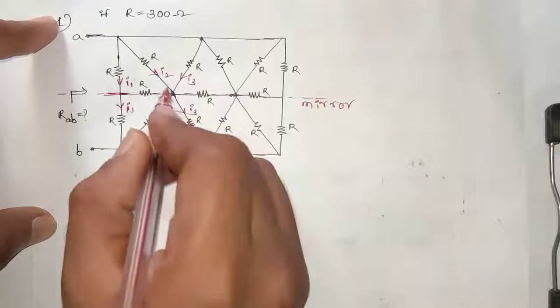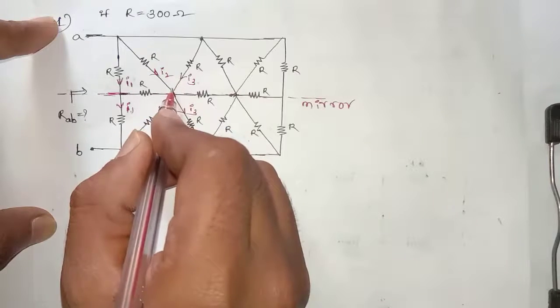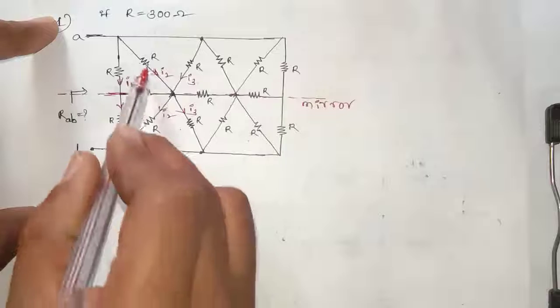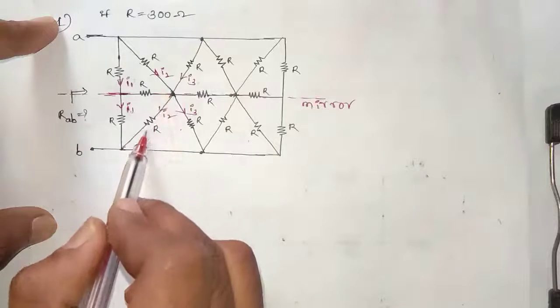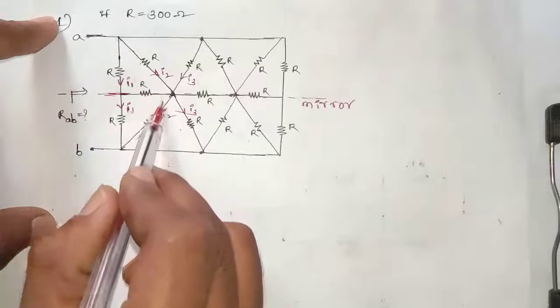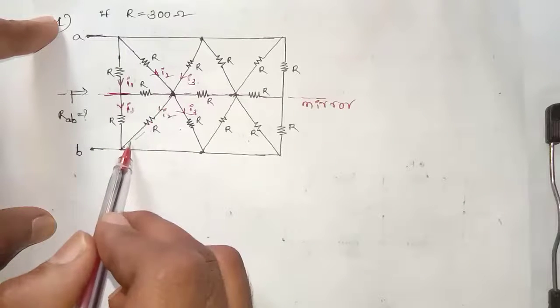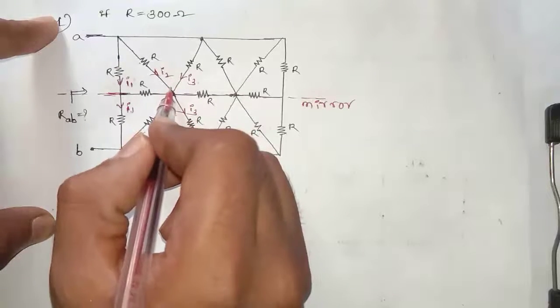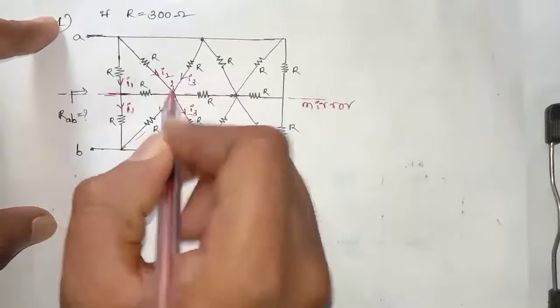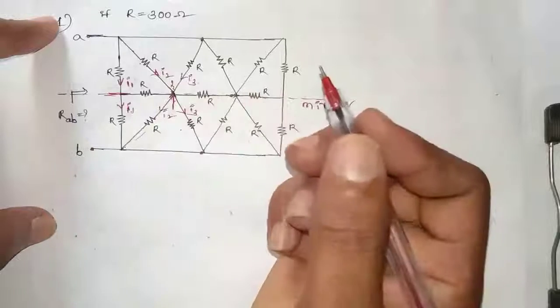That means these two resistors are not connected here. These two resistors are in series because the same current is flowing through them. I2 current is flowing from this resistor and I2 current is also flowing from this resistor. That means there is no use of this connection.